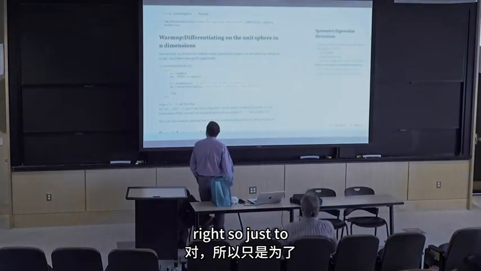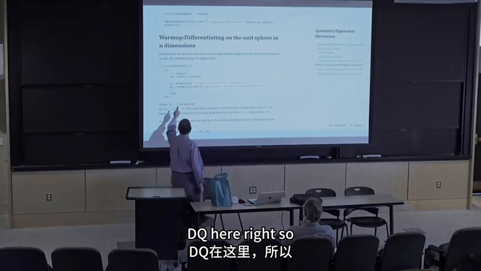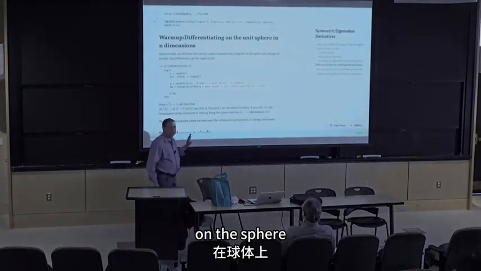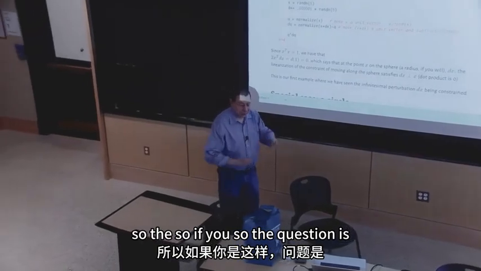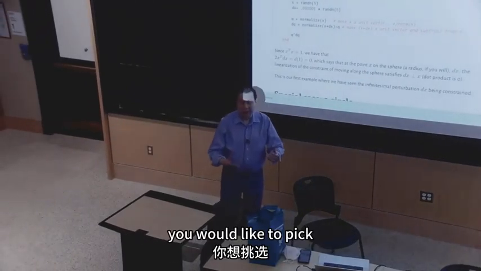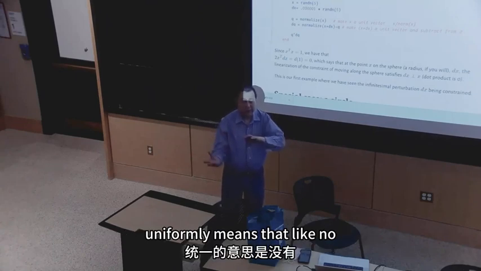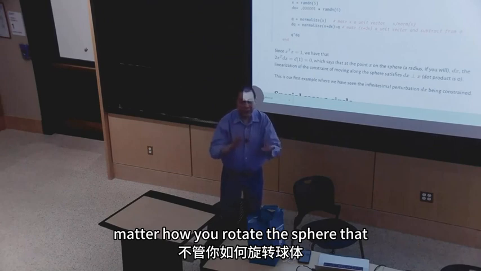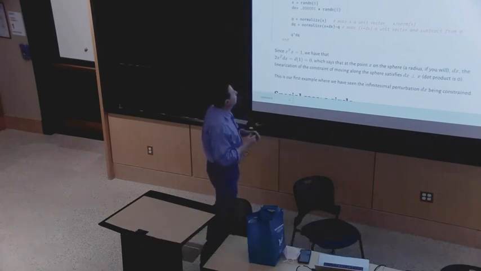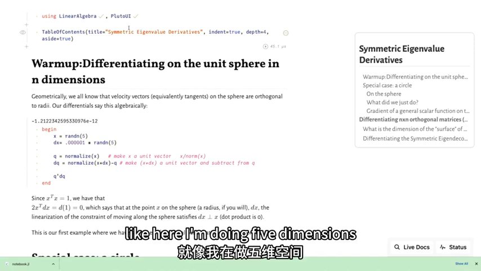Right, so just to kind of show you how you construct the right kind of dq here, right? So, by the way, did people know the trick for generating a random vector on the sphere? So the question is, you would like to pick a point on the sphere uniformly, right? Uniformly means that, no matter how you rotate the sphere, how you're picking it doesn't matter, right? And the trick to doing that is to take x to be a standard normal. Like here, I'm doing it in 5 dimensions, right?